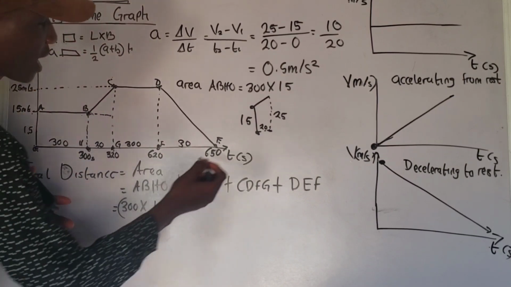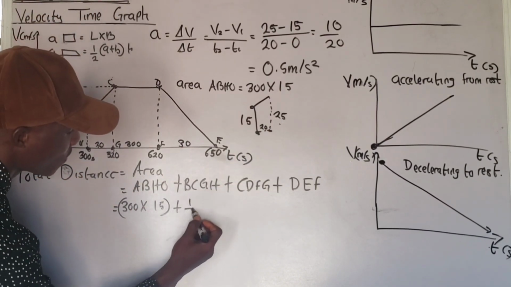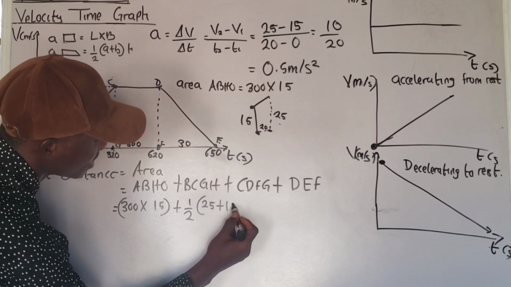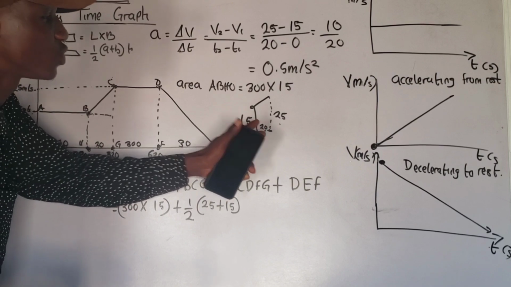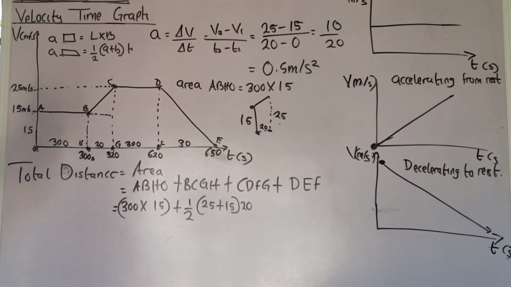And the parallel sides here are 15 and 25. So I'm going to have 1 over 2, 25 plus 15, multiplied by the height. The height here will be 20. Please, do you understand what I'm doing? If you don't understand, listen to the explanation again.